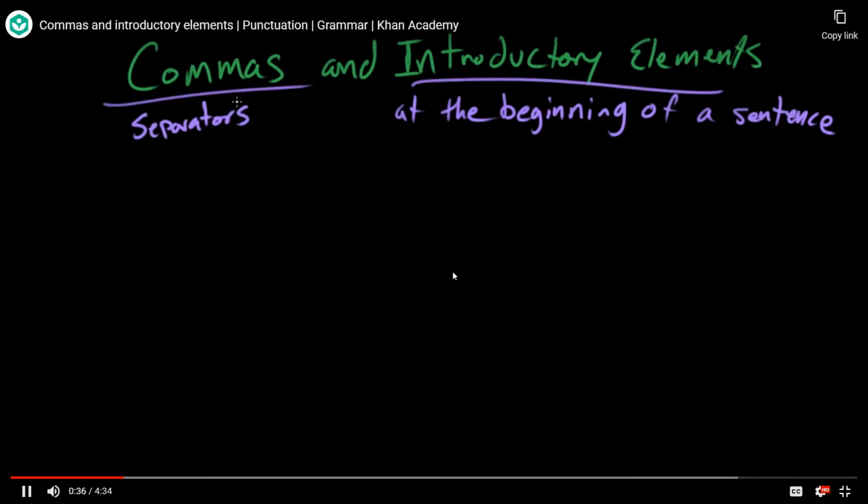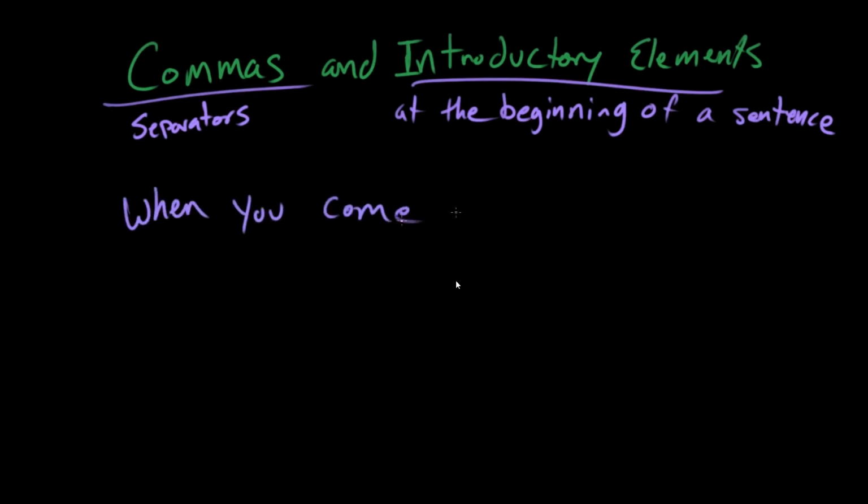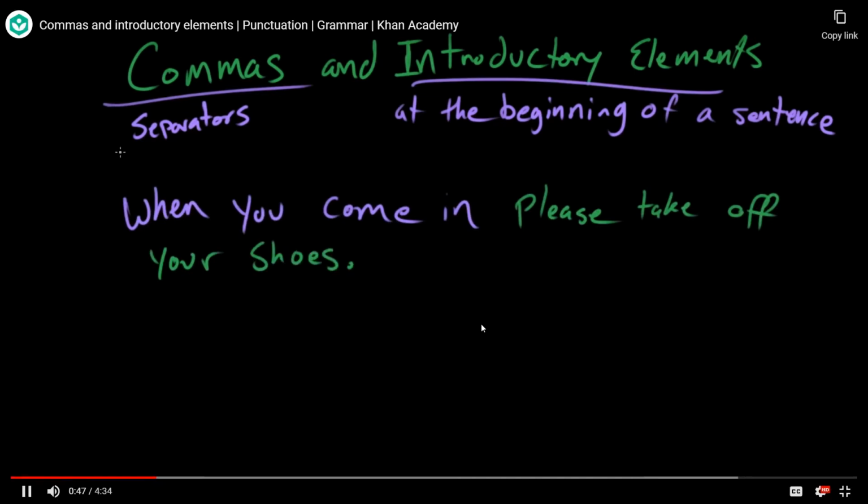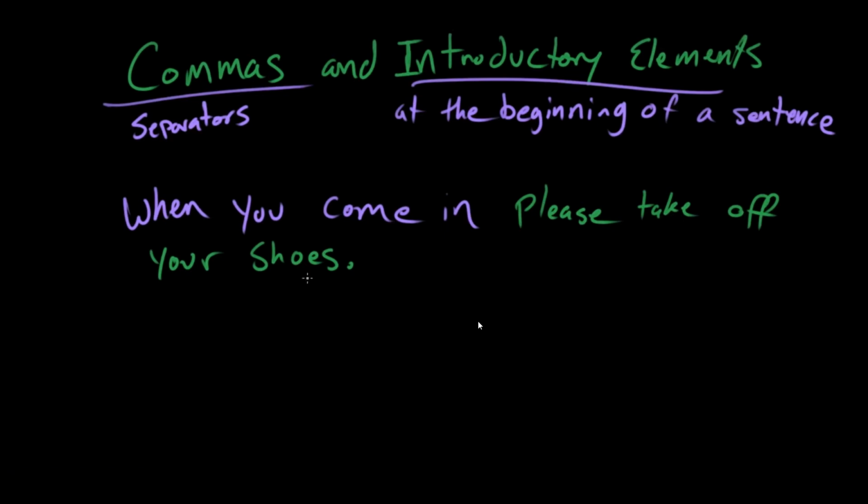So let's talk about dependent clauses first. Let me just write out a sentence that begins with a dependent clause. When you come in, please take off your shoes. And I've made the difference between the dependent clause and the independent clause pretty clear. So this is, the dependent clause is purple, the independent clause is green.